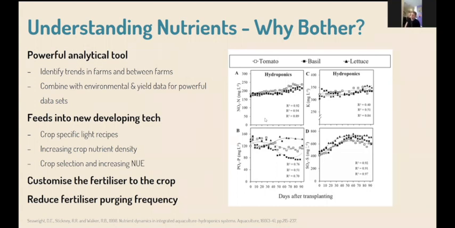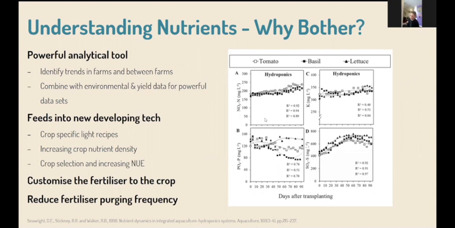All this data and your large data sets can also feed into new developing tech that's quite cutting edge at the minute. Crop specific light recipes are a big thing, where you change the wavelength of light to change the taste of your plants, the nutrient content, or increase yields. But as you're changing what the plants are made out of, you're going to be changing the nutrients they require. So you might need to tailor your nutrient solutions to your light recipes, to try and get the most bang for your buck. So all this data would feed back into that.